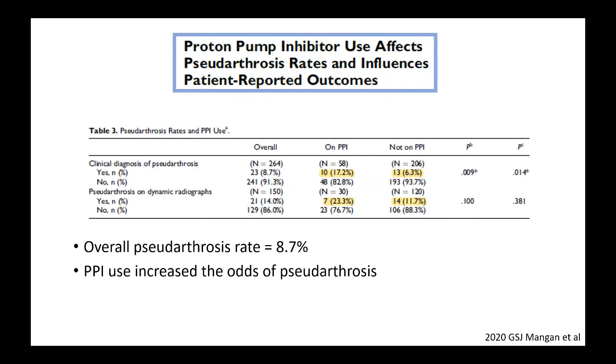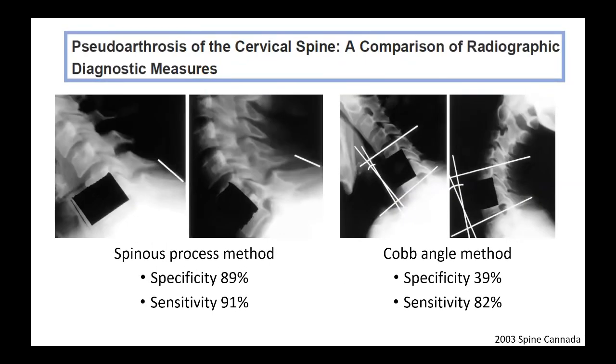So I don't know if this is something that you should necessarily chase down in your patients, but if patients have multiple risk factors, like they're smokers, and they have a multilevel fusion, and they have GERD and are on a proton pump inhibitor, it might not be a bad thing to work with their internal medicine or primary care doctor to come off of it for a period of time.